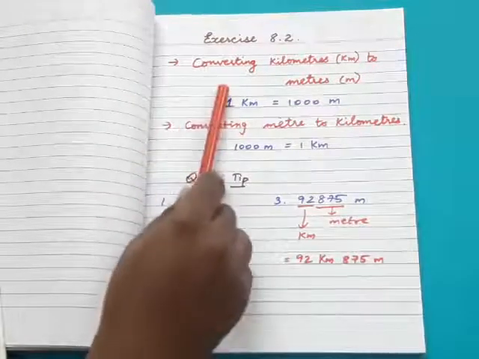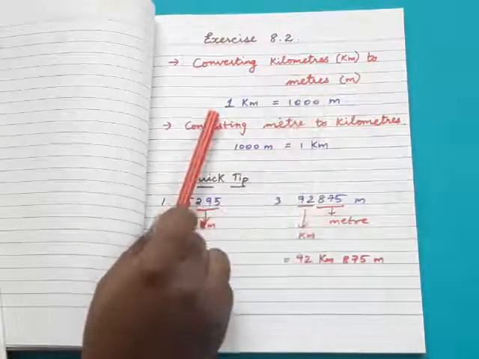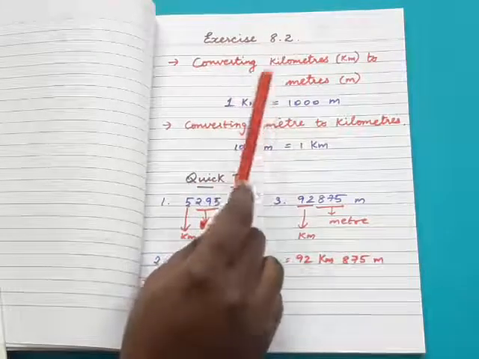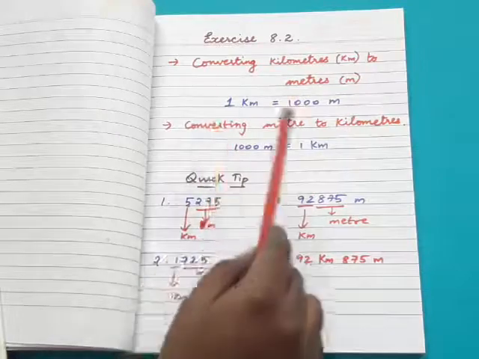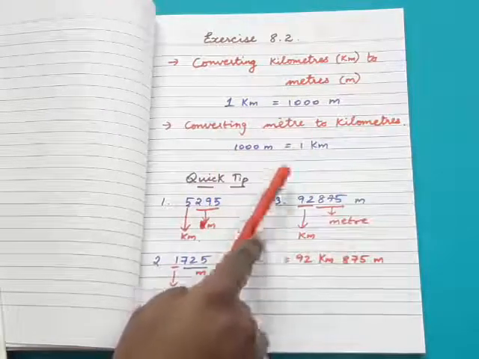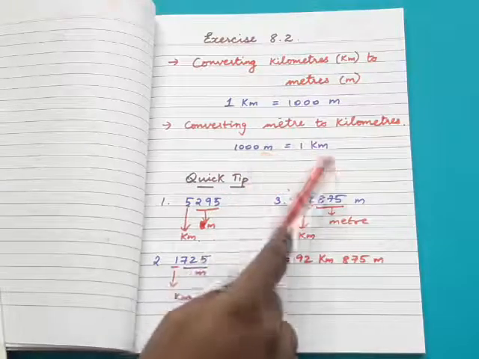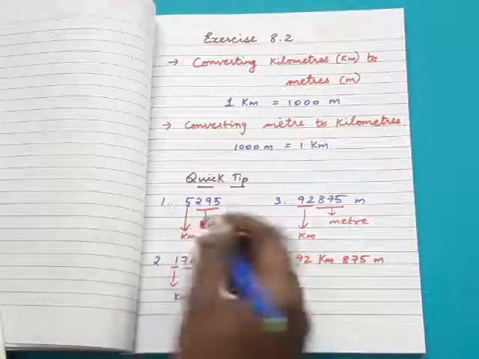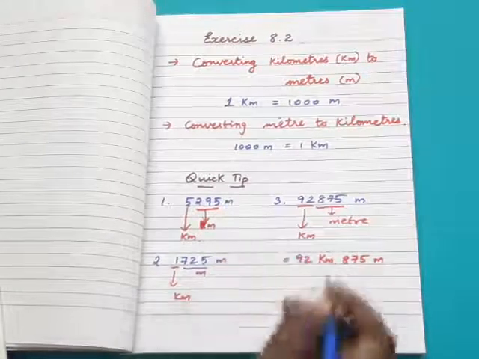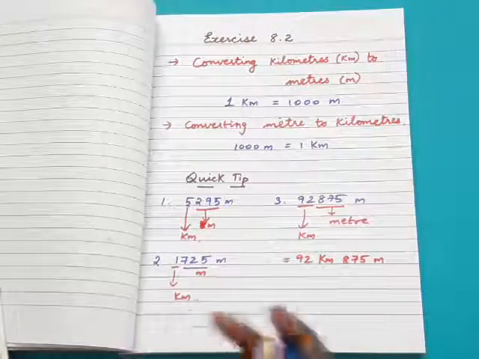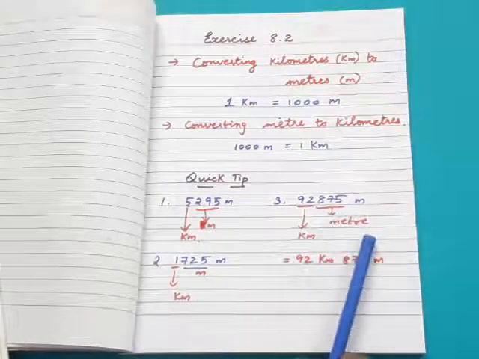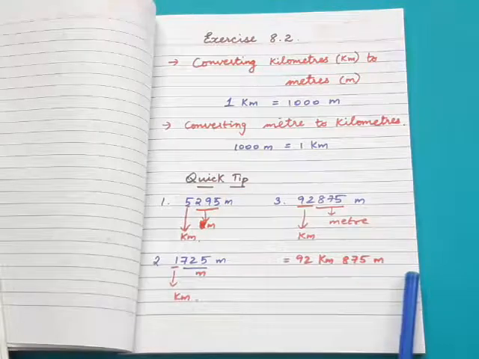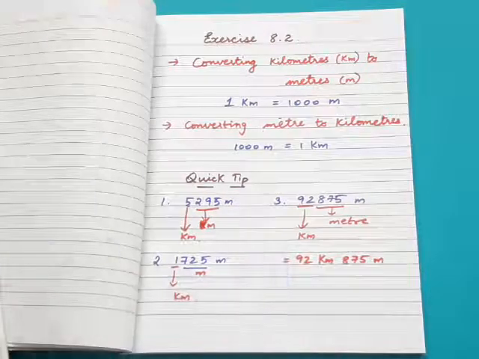Keep this in mind. Converting kilometers to meter, you are going to use this formula. Sorry, 1 kilometer equal to 1000 meter. While converting meter to kilometer, what formula you are going to use? 1000 meter equal to 1 kilometer. What is a quick tip you are going to remember? If you get the numbers in meter, if they ask you to convert into a meter as well as a kilometer, the last three numbers are meter, the remaining numbers are kilometer. So the answer will be the last three numbers meter and the remaining numbers kilometer. Keep all this in mind.